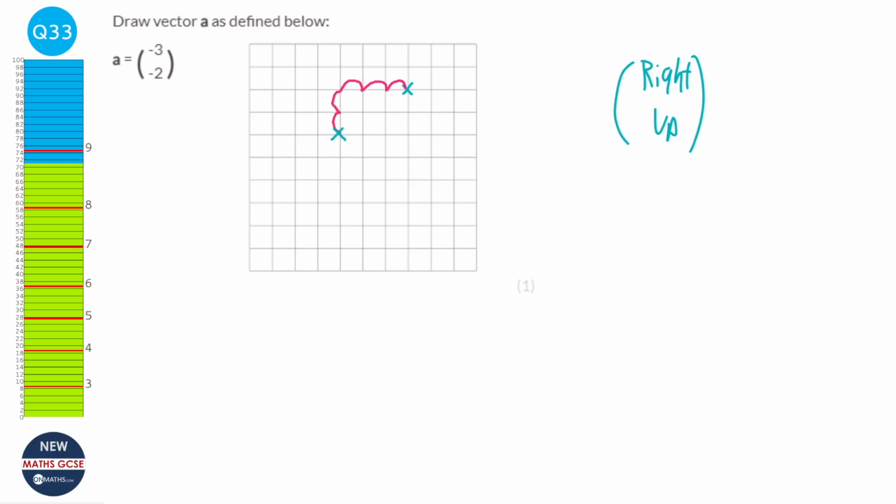And then all we need to do is join up these 2 points with a straight line. And we need a direction. So we actually started at the top right one and went to the bottom left one. So the direction is going to be this. And it says it's vector A, so we're just going to label it with an A.